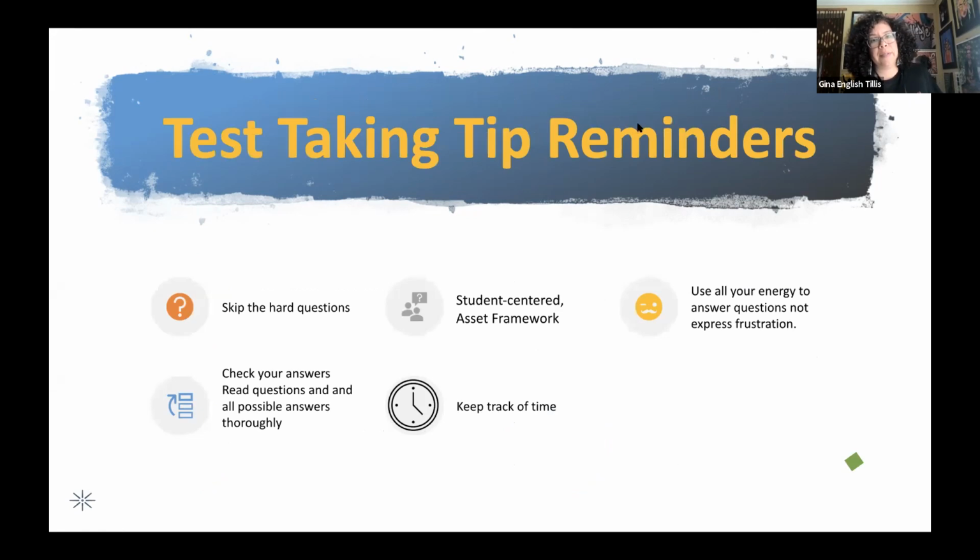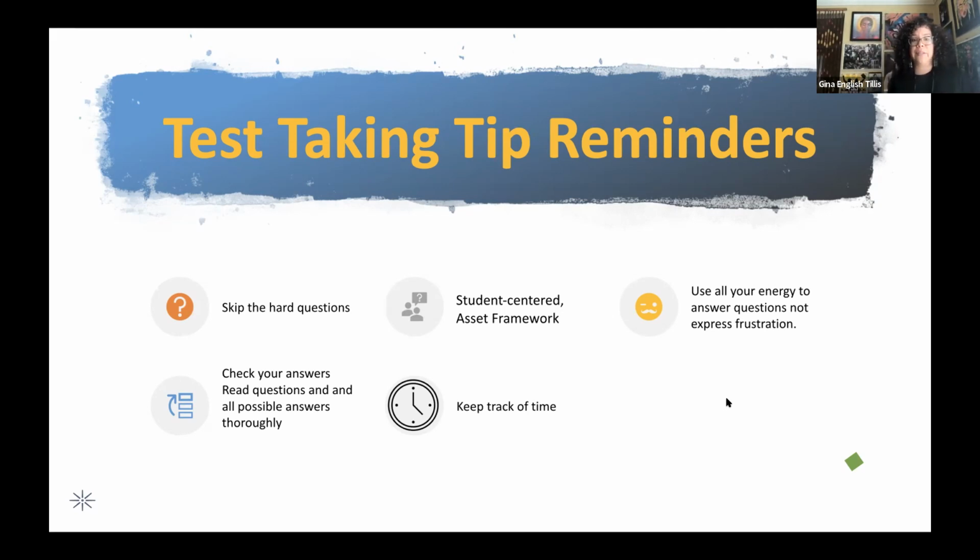And here are some tips. Number one, skip the hard questions. You don't have time to be thinking about questions very long. If you're looking at it and it seems complex, like you don't understand what they're asking for, or you don't understand the answers or what the answers could be, skip that question, because you can always come back to it. Sometimes, in the process of answering other questions, you'll get hints to the answer for the one that you skipped. So skip the hard questions.